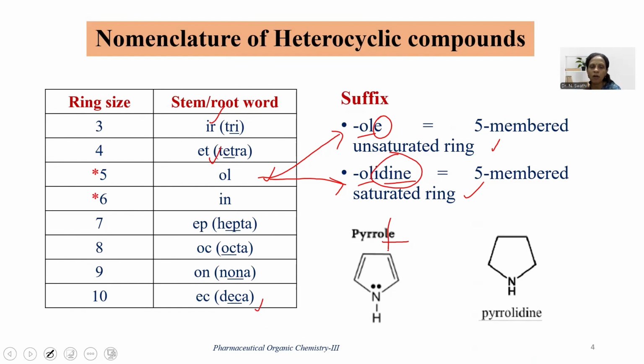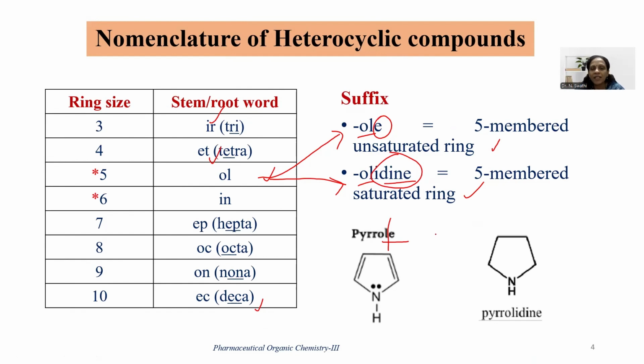So if you see the nomenclature of heterocyclic compounds, it is very easy. We just have to follow this particular format. In the prefix, we indicate the nature of the heteroatom, and in the root word, we indicate the ring size. We just have to see how many atoms are involved in the cyclic ring formation, and that information should be provided in the stem. The name should end with a suffix which indicates the degree of saturation or unsaturation. That's all about nomenclature.